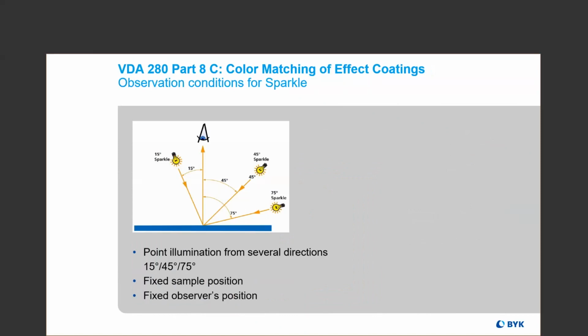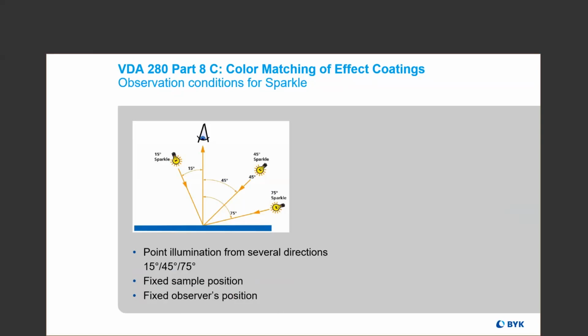So here we have 3 standard illumination angles for sparkle: 15, 45, and 75 degrees. In this case, the sample's position is fixed and the observer's position is fixed. And now it's the angle of illumination that's changing. So whereas with color evaluation, the illumination is always fixed, and either the part or panel or the observer is being moved, in this case, it's the actual angle of illumination that's changing.